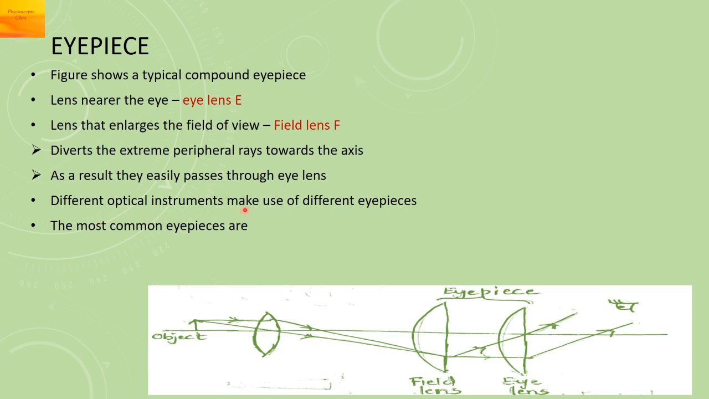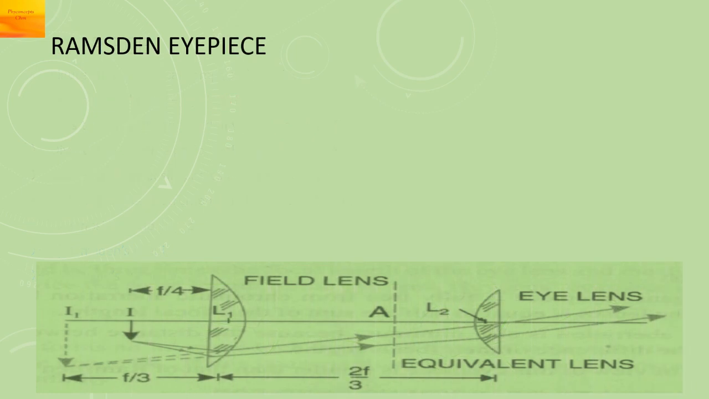Different optical instruments make use of different eyepieces. The most common eyepieces are the Ramsden's eyepiece and the Huygens eyepiece. We will see about the Ramsden's eyepiece in this video.